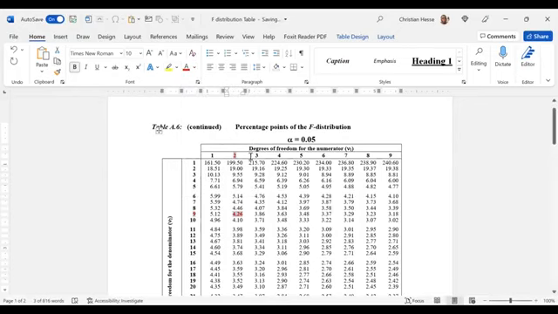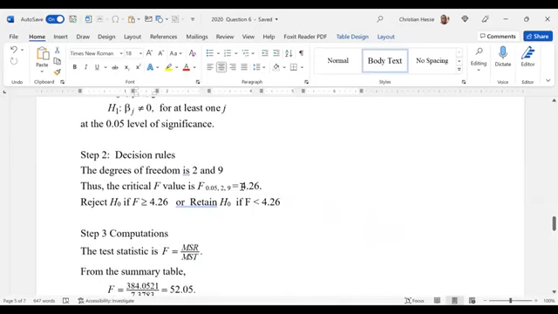So that's how I obtained the 4.26 as my critical value. So what will be the decision rule? Here there is no one-tail test or two-tail test. The decision rule is that we reject H naught when the computed F value is greater than 4.26, or retain H naught when it is less than 4.26. So this is the decision rule.